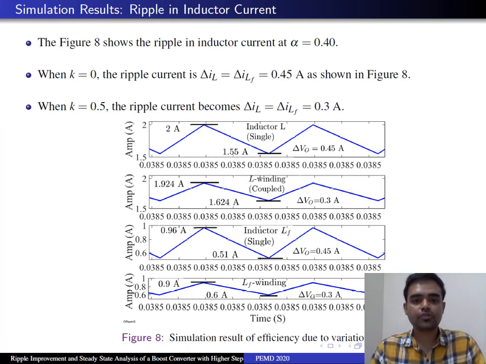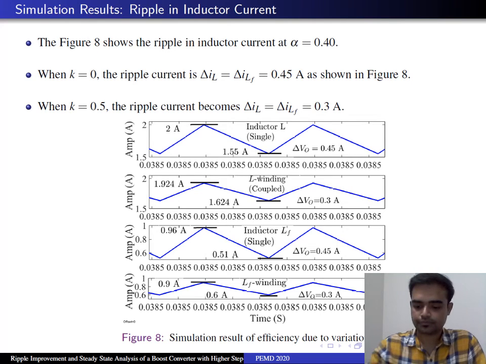Figure 8 shows the ripple in inductor current at 40% duty ratio. Here you can see that if the coupling factor k equals 0, I mean we are not using any coupled inductor, instead we are using two single inductors, that time the ripple delta ILF will be 0.45 ampere. And if you replace those two single inductors by a dual winding coupled inductor, then the ripple delta IL equals delta ILF equals 0.3 ampere. That means by introducing a coupled inductor, you can reduce the ripple in inductor current.